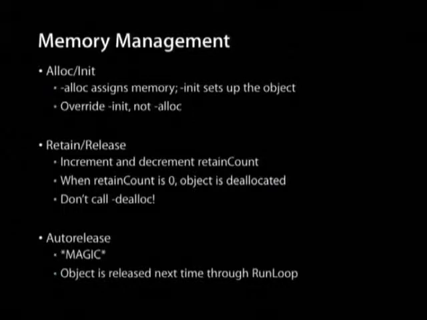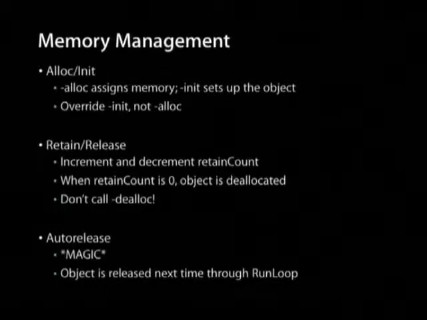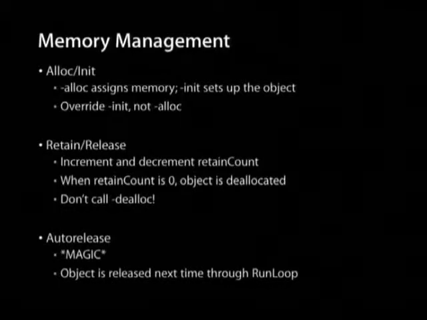Retain release is a paradigm for counting memory. So we use retain count. When you call retain on an object, its retain count gets bumped. When you call release on an object, its retain count gets decreased. And when that goes down to 0, your object is deallocated. Again, you never call dealloc directly unless you're subclassing dealloc to release any instance variables.